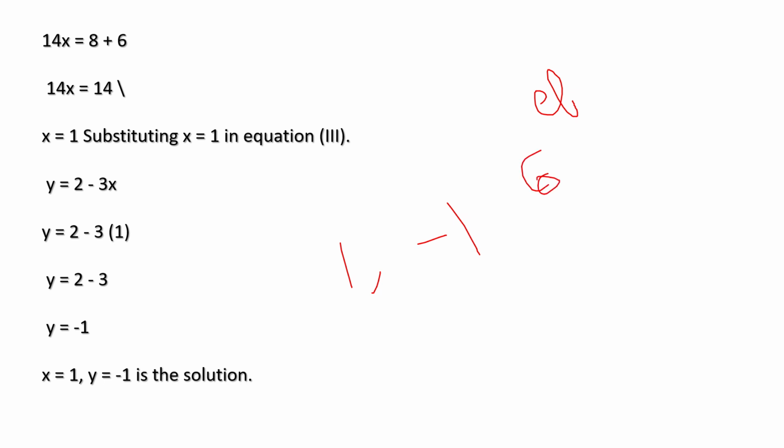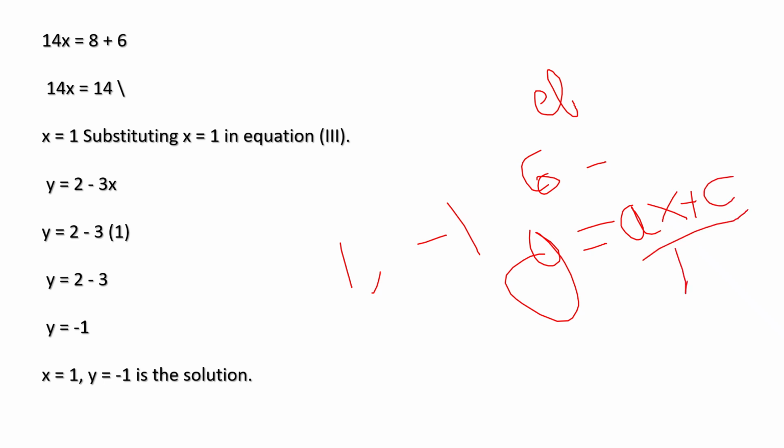We equate the coefficient and we eliminate that coefficient. We eliminate one variable by equating the coefficient. And what do we do in substitution method? We find the value of one variable in terms of the other variable and then we substitute it in the other equation, when we have two equations.